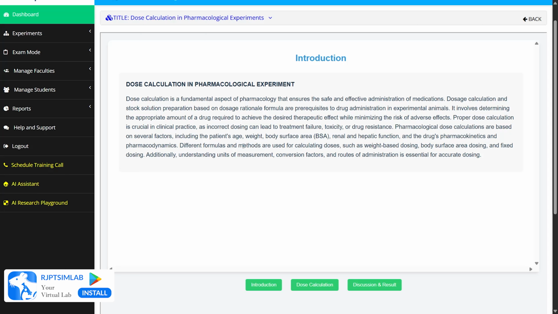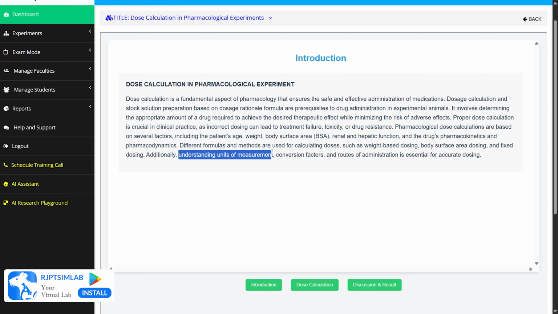Then, different formulas and methods are used for calculating doses, such as weight-based dosing, body surface area dosing, and fixed dosing. These are the three methods that are used for the calculation of the doses. Weight-based, as we have said, weight is a very crucial factor for the calculation of the dose. So, weight-based dosing is a method. Then, body surface area dosing. As we can see here, body surface area is also a crucial factor for the calculation of the dose. And fixed dosing. This is the third dosing formula.